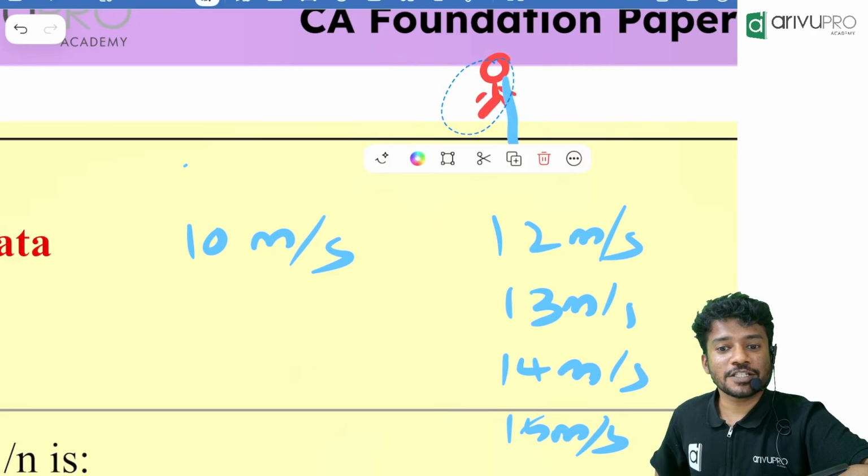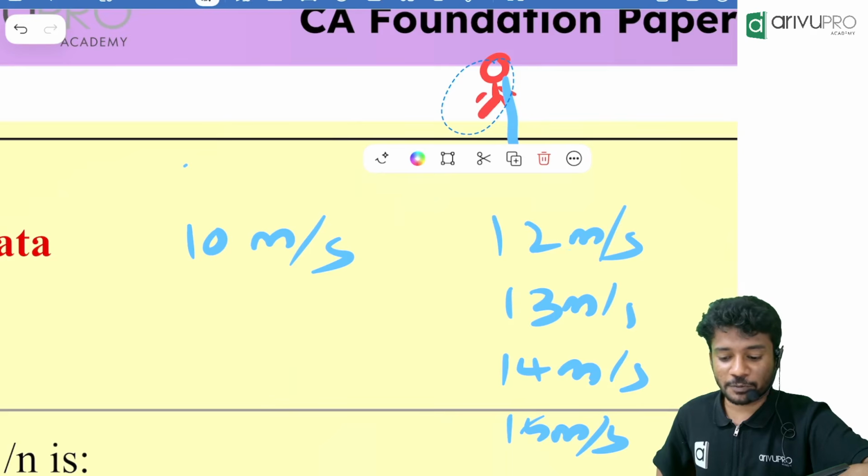Hey, how much is my average speed? You will be like, sir, I don't know anything. My average speed is 10 plus 12 plus 13 plus 14 plus 15 divided by how many terms are there? 5 are there. Will you find the average speed?